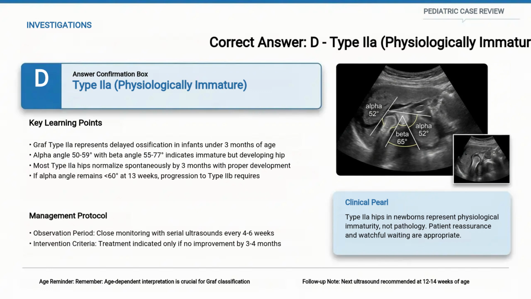Graf Type 2A represents delayed ossification in infants under 3 months of age. An alpha angle of 50 to 59 degrees with a beta angle of 55 to 77 degrees indicates an immature but developing hip. Most Type 2A hips normalize spontaneously by 3 months with proper development. If the alpha angle remains below 60 degrees at 13 weeks, progression to Type 2B requires intervention. Management involves close monitoring with serial ultrasounds every 4 to 6 weeks. Treatment is indicated only if there is no improvement by 3 to 4 months of age. Age-dependent interpretation is crucial when applying the Graf classification system.